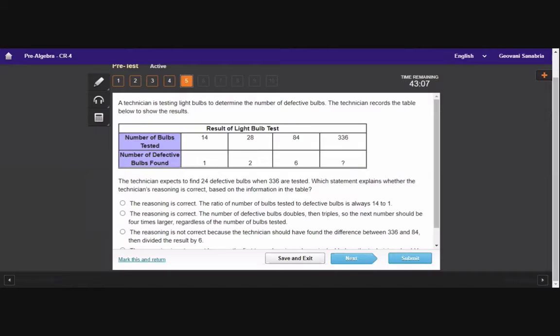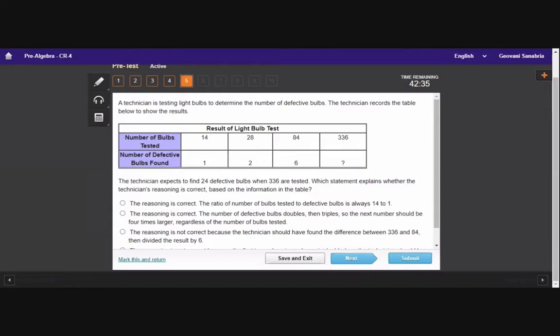Defective bulbs. All right, so this is just doing the same thing. Well, not really. I guess it's just 6 times 14 would be 84, right? But that's probably not the question. Technician expects to find 24 defective bulbs when 336 are tested. Which statement explains whether the technician's reasoning is correct based on the information in the table?